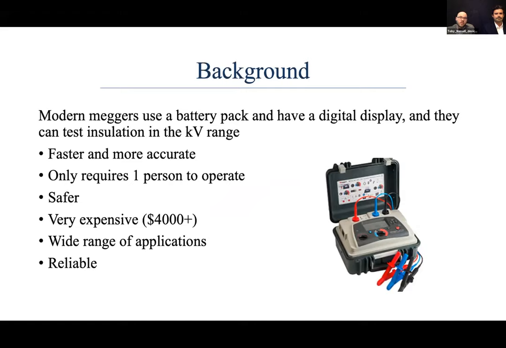They're much faster and much more accurate than old meggers, and perhaps the most convenient part about them is that it only takes one operator to use them. But the downside is that they're very expensive. As you can see, they can be upward of $4,000. So they're not a very consumer-friendly device. That supports the purpose of this project, which was to provide a more consumer-focused megger.